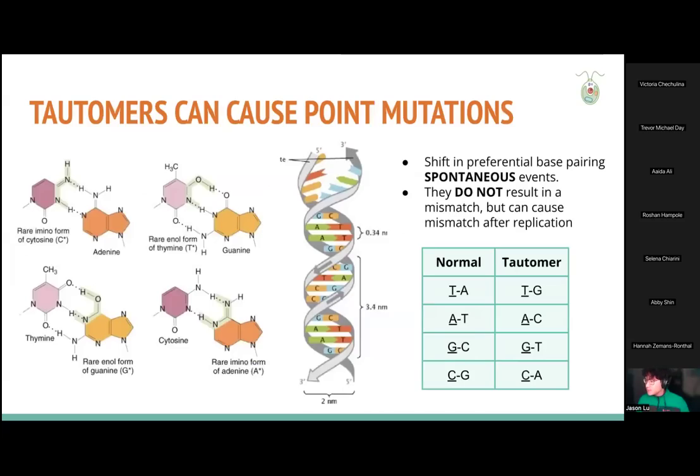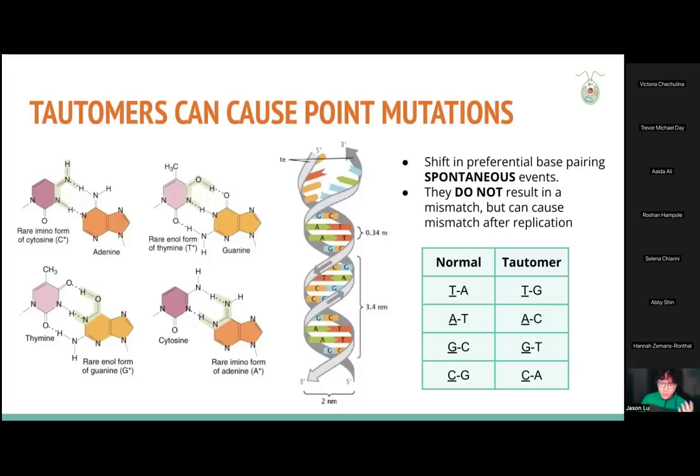So now we're going to talk briefly about tautomers. Tautomerization is a shift in preferential base pairing, and it's a spontaneous event. You guys have probably learned about isomerization a little bit in chemistry. This is kind of like that, a little bit of an isomerization, just a small, tiny change. However, this does not result in a mismatch, but can cause a mismatch after replication, which is a really, really important concept.